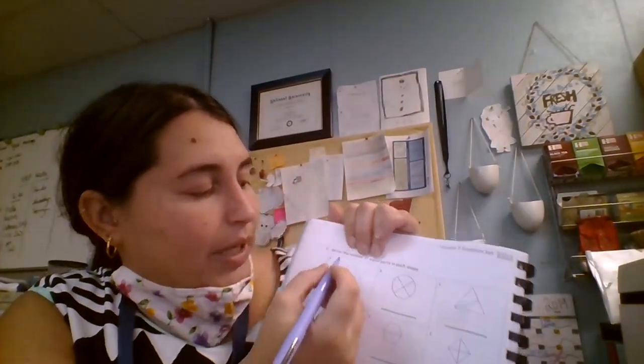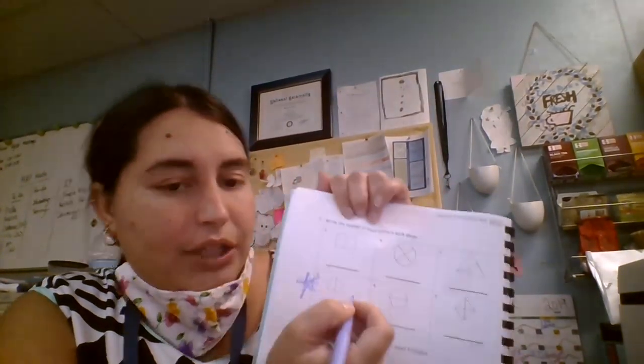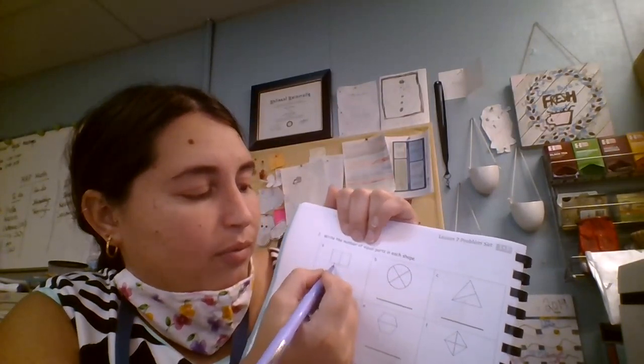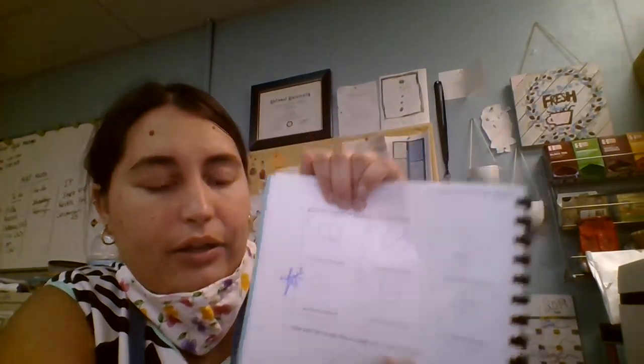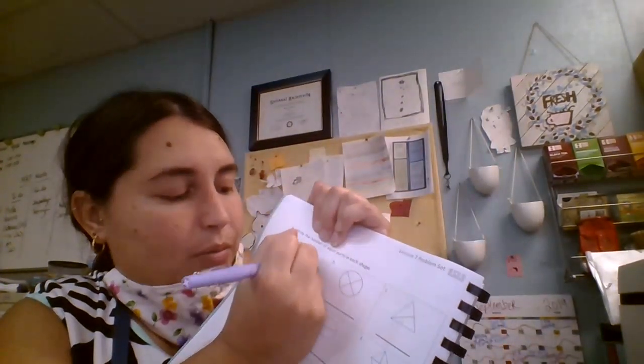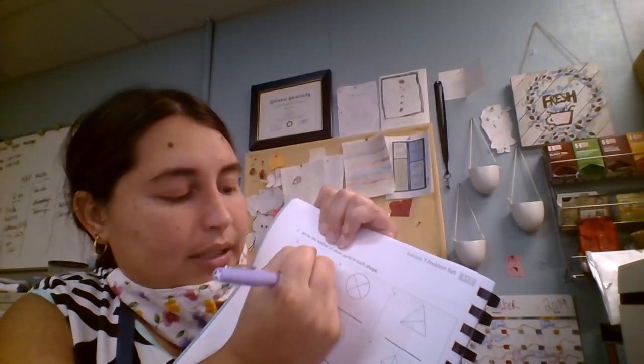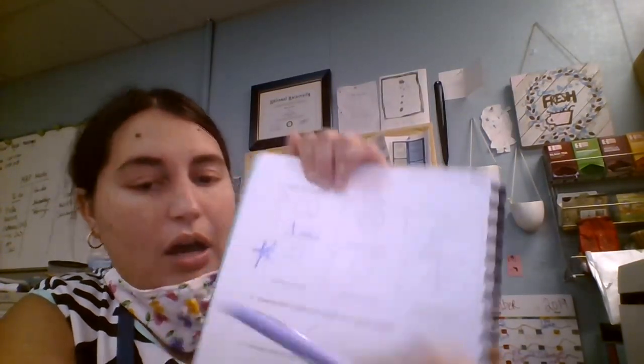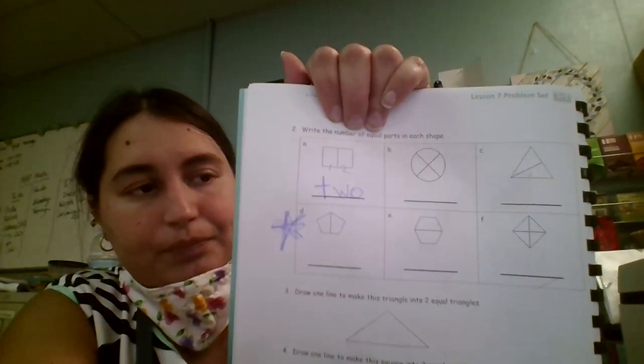So looking at this one, it says write the number of equal parts in each shape. So here we have 1, 2 equal parts. I see there are 2, but we're going to write out the word 2. T, W, O, 2.